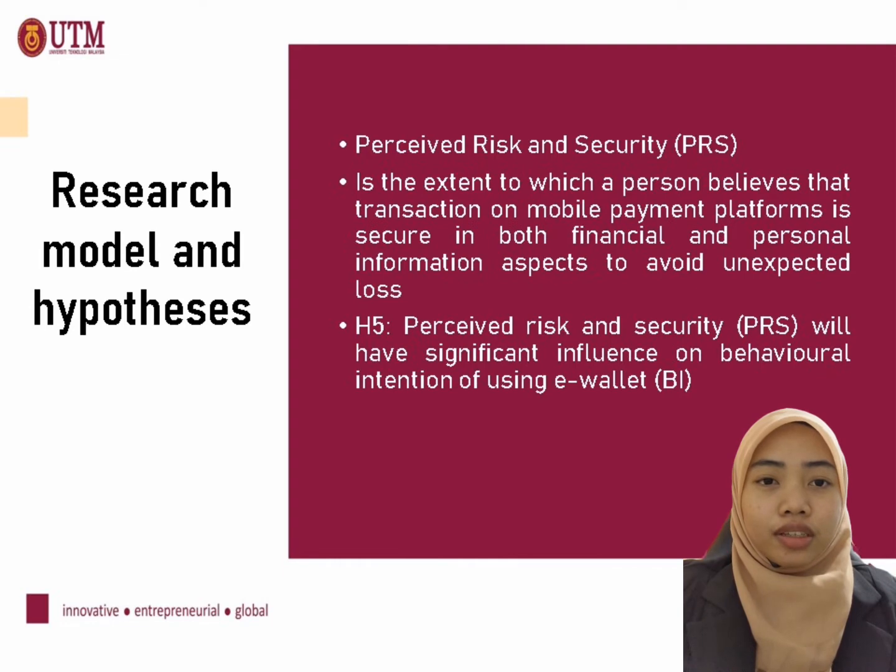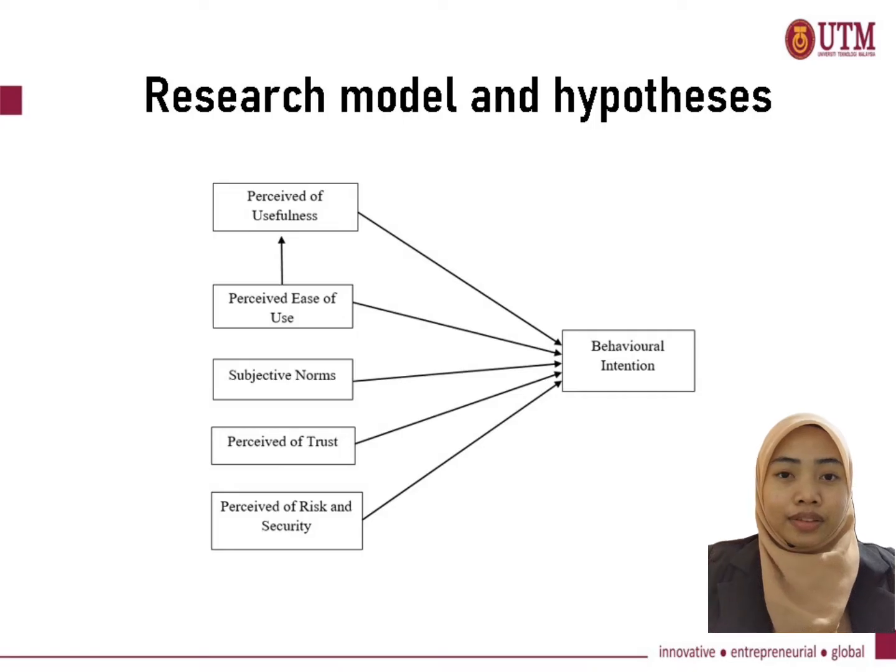Finally, perceived risk and security is the extent to which a person believes that transactions on a mobile payment platform are secure in both financial and personal information aspects to avoid unexpected loss. Hypothesis 5: PRS will have significant influence on BI of using e-wallet. The researcher wants to study the influence of PEOU, PU, PT, SN, and PRS on BI. The representation of the hypotheses in the model is as follows.